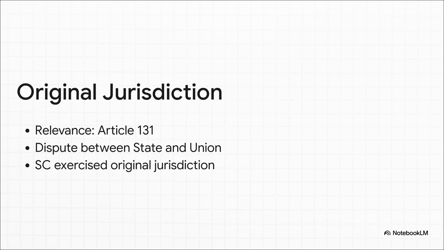The final ratio decidendi, or the verdict of the court, established that when a true federal dispute arises involving a question of legal rights between a state entity and the central government, the Supreme Court is the absolute and exclusive arbiter. The absolute relevance of this case to Article 131 is that it practically demonstrates the Supreme Court functioning in its truest federal capacity, acting as the solitary umpire in India's quasi-federal structure. Explain exactly why this matters in your paper to prove your deep comprehension to the examiner.